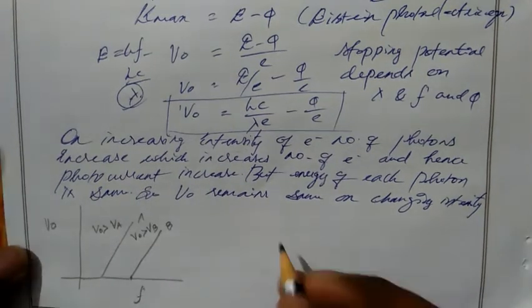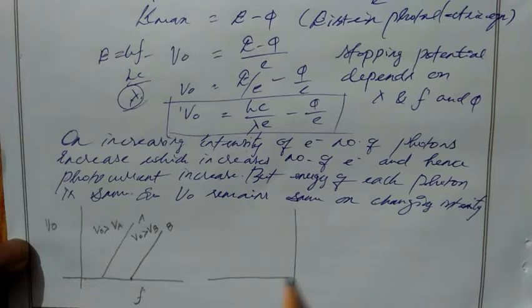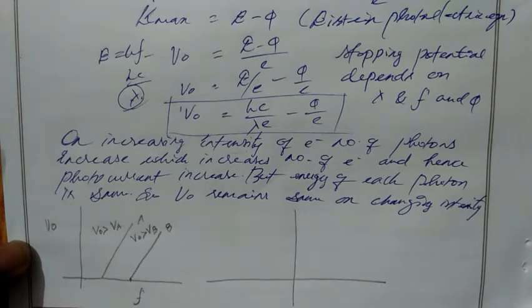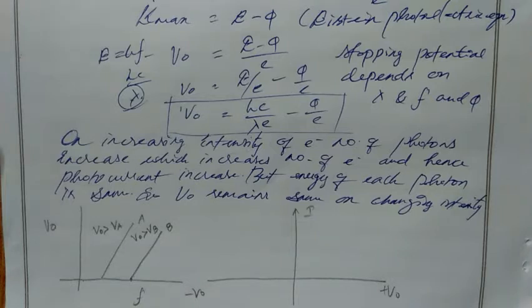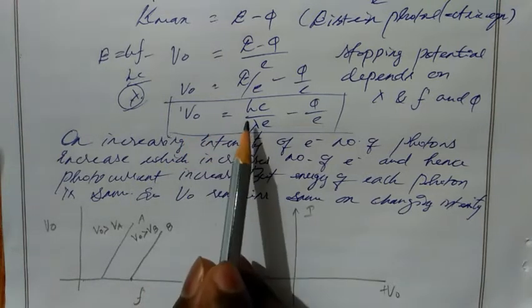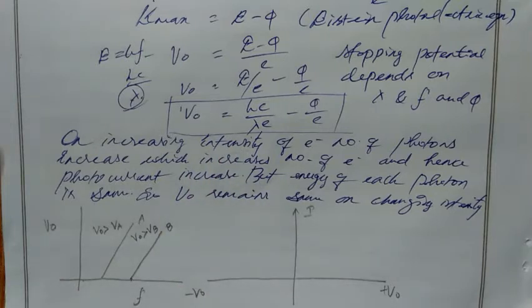So from this, let's draw a graph of photocurrent for different frequencies and stopping potential. Here we have negative potential, here we have positive potential, and here we have photocurrent. As we know, stopping potential never depends on photocurrent. In this formula there is no I, no photocurrent. So let's consider the photocurrent as constant.